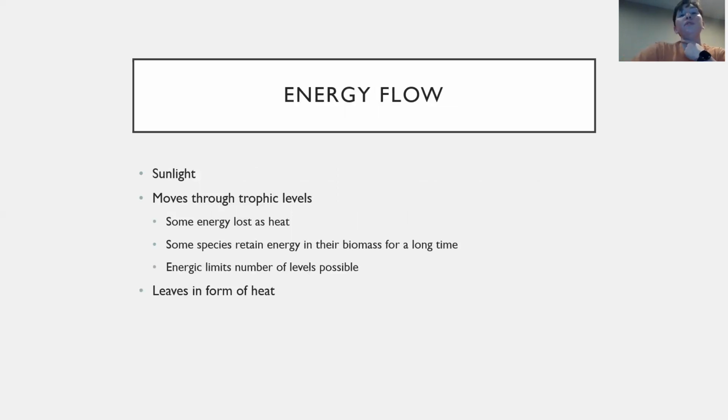Energy flows through a system by starting as sunlight. It moves through all of the trophic levels from producers to consumers, and energy is lost through the trophic levels as heat and ultimately leaves the upper trophic levels as heat. Some species retain energy in their biomass for a long time. And then there are energetic limits on the number of possible trophic levels in the system, because energy is lost through each level and only so much can get so high.